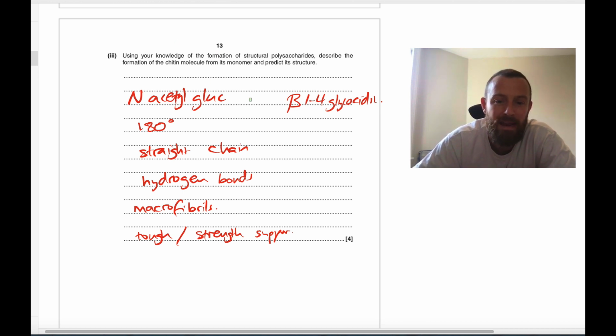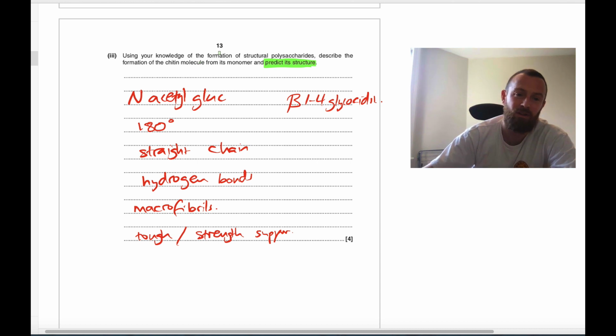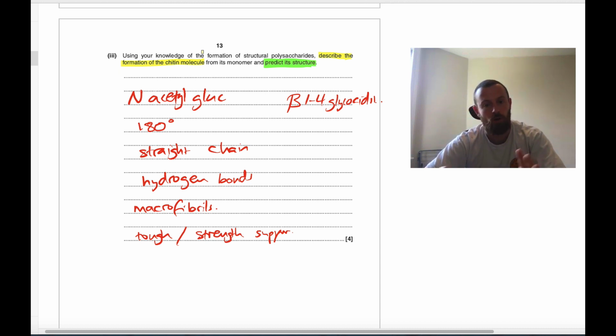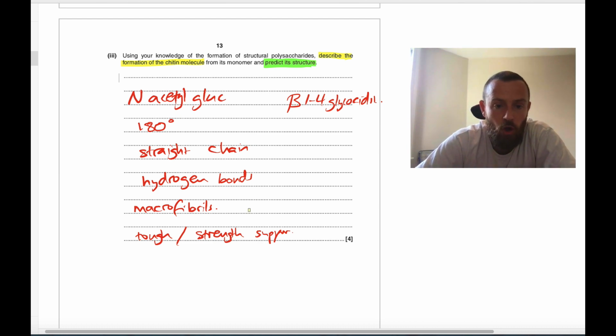So what I mainly talked about was its structure. I didn't describe the formation of the chitin molecule because I was rushing. The question says describe the formation of the chitin molecule, so I should have talked about condensation reactions between the 2 N-acetyl glucosamine molecules, forming water and forming a beta 1,4-glycosidic bond. So you've got to do both parts for the 4 marks. Okay, moving on.